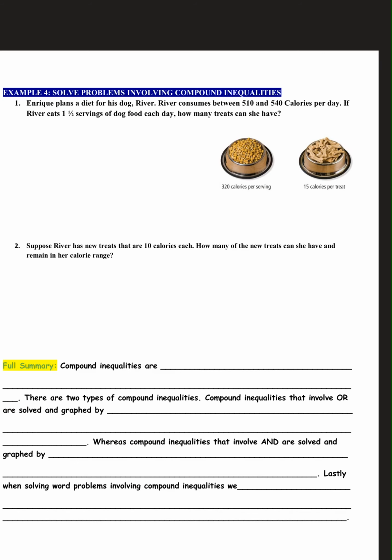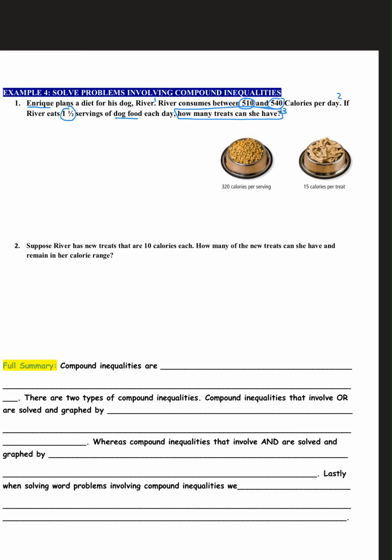All right, on to our last example for this page of notes, example 4, solving problems using compound inequalities. Enrique is planning on using a diet for his dog, River. River consumes between 510 and 540 calories per day. If River eats 1.5 servings of dog food each day, how many treats can she have? So we want to know how many treats she can have.